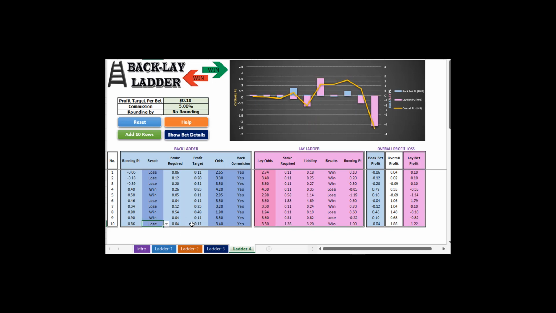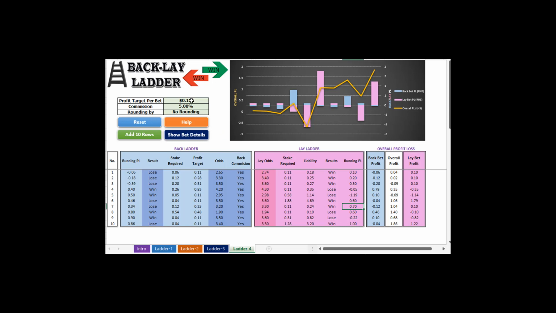This loses, so our lay bet wins. We win our required stake, and you can see there our running profit after 10 on the lay is £1 profit, and that's where it should be. That's 10p per race for 10 races, so we've made our 10p, £1 profit.